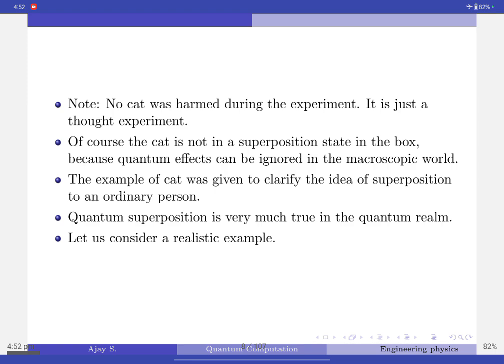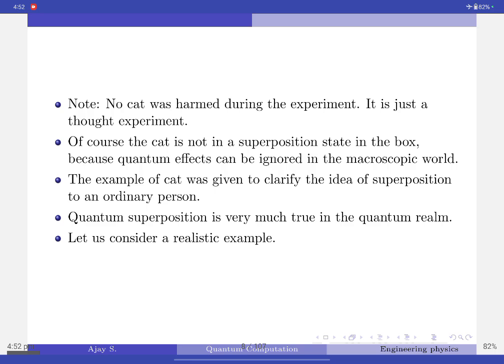So we note that in this thought experiment, no cat was harmed during the experiment. It is just a thought experiment. Of course, the cat is not in a superposition state in the box because the quantum effects can be ignored in the macroscopic world. The example of the cat was given to clarify the idea of superposition to an ordinary person. But the quantum superposition is very much true in the quantum realm. Particles can exist in simultaneous states at the same time.